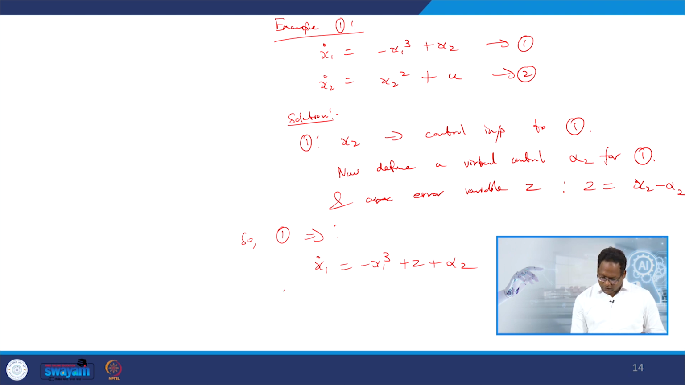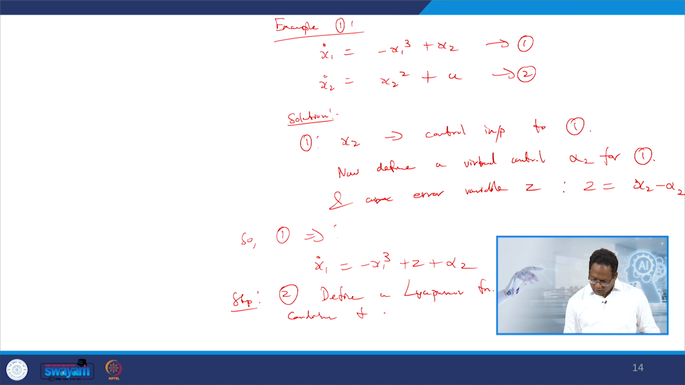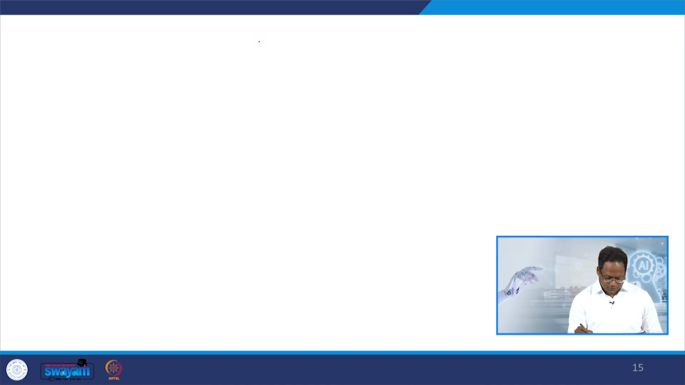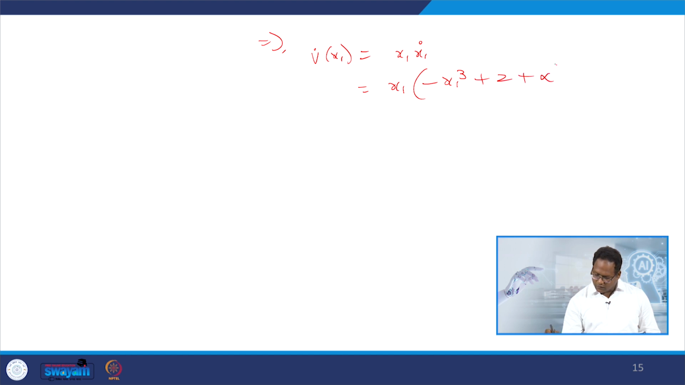Now, going to step 2. Define a Lyapunov function candidate for subsystem 1 such that V of x1 is equal to 1 by 2 x1 square. This implies that V dot of x1 is equal to x1 times x1 dot. Substituting the x1 dot from equation 1, we have x1 multiplied by minus x1 cube plus z plus alpha. This can be equation number 4.